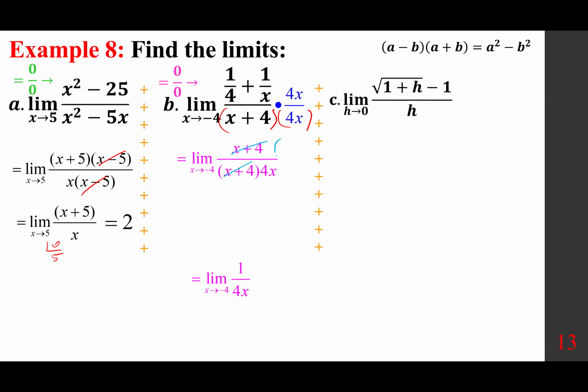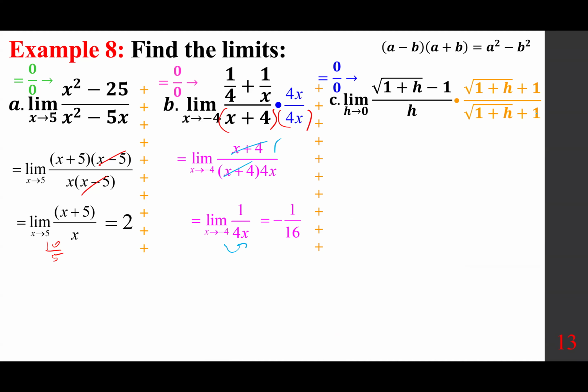They cancel each other. 1 over 4x. If I plug in -4, I get -1 over 16, which is the final answer. Next one, also if you plug in, you get 0 over 0. The technique is the conjugate. The conjugate of the numerator is square root of 1 plus h plus 1. You put it at the top and the bottom. And again, you don't do anything to the denominator because h is a problem. You're hoping to get rid of it.